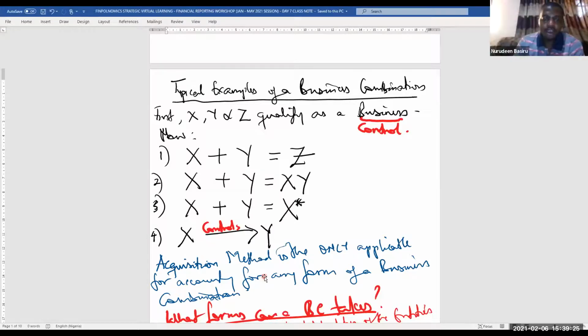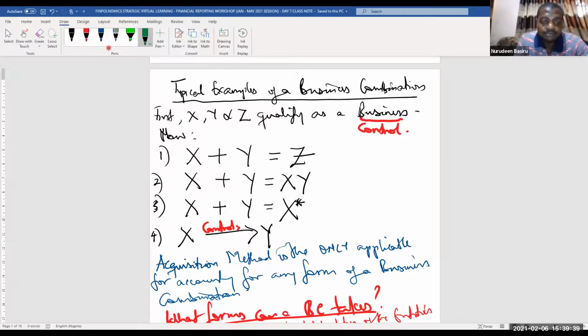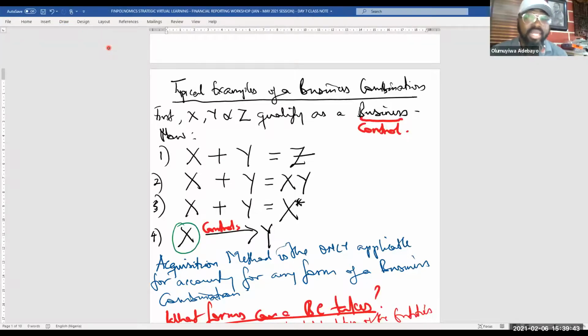Okay. Number 4. X is the acquirer. Who is the acquirer now? X. You said X is the acquirer. Yes. Okay, that's what we want to identify. Yes. Okay, who else? Who else?